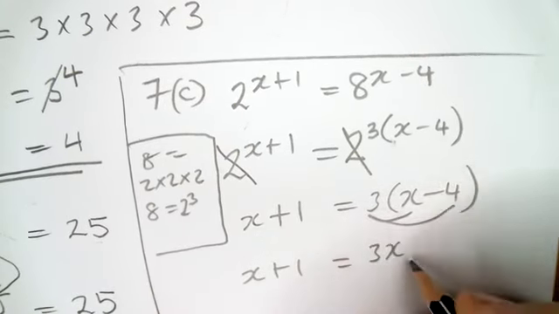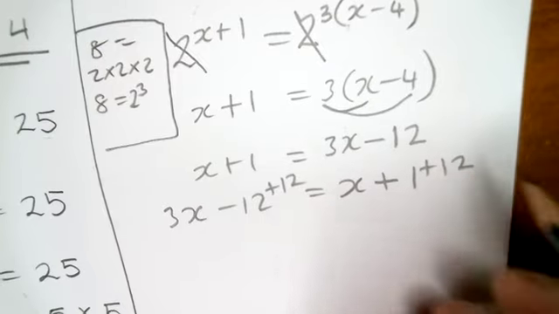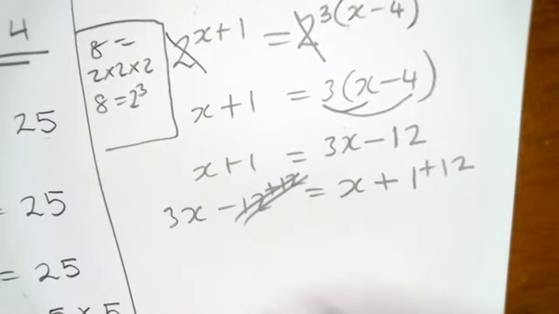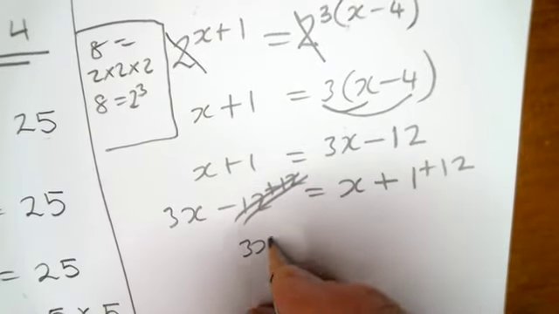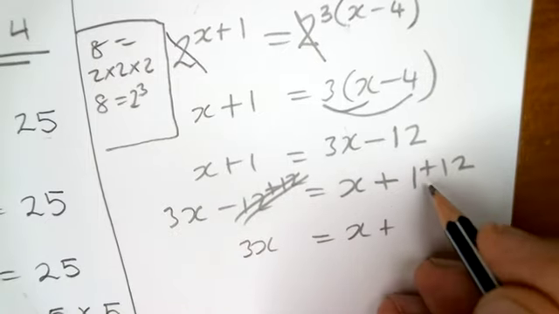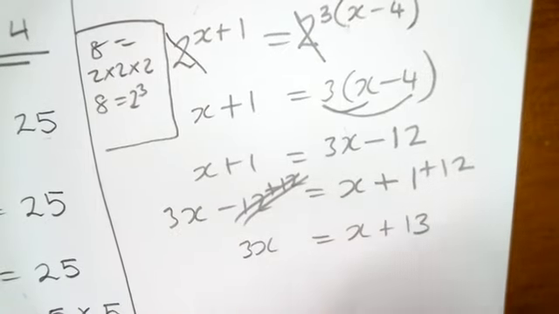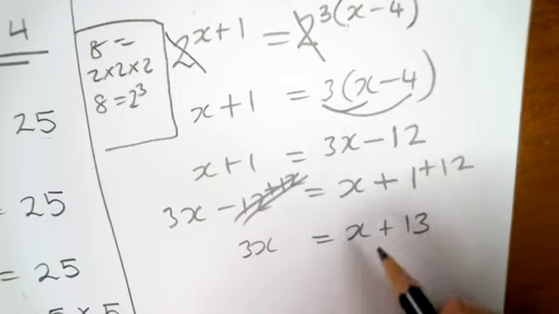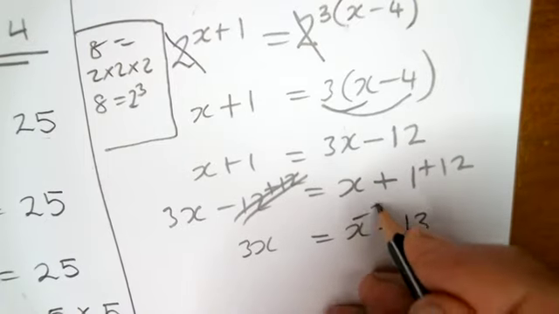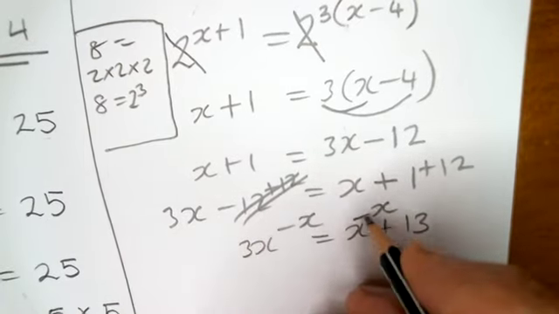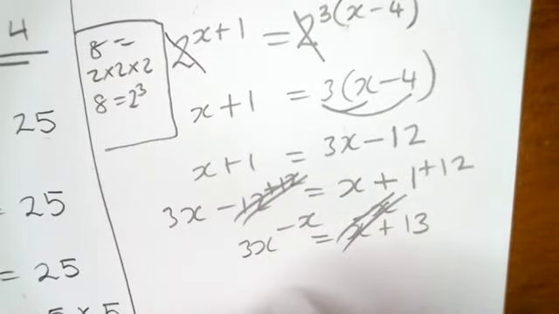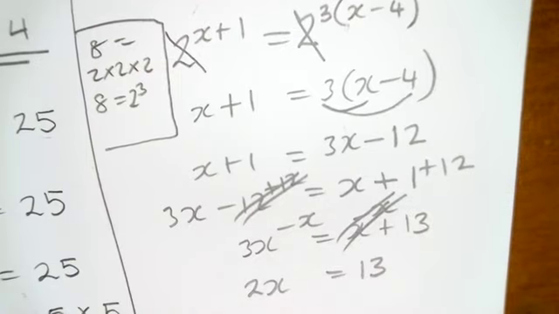So I'm going to first of all add 12 to both sides. There it is, add 12 to both sides. Of course, 12 and negative 12 is 0, so I've got 3x is equal to x plus, well, 1 and 12 is 13. And I've got over this side, I've got an x, so I'm going to subtract x from both sides. There it is. So 3x minus x is going to be 2x, and 2x is going to be 13.